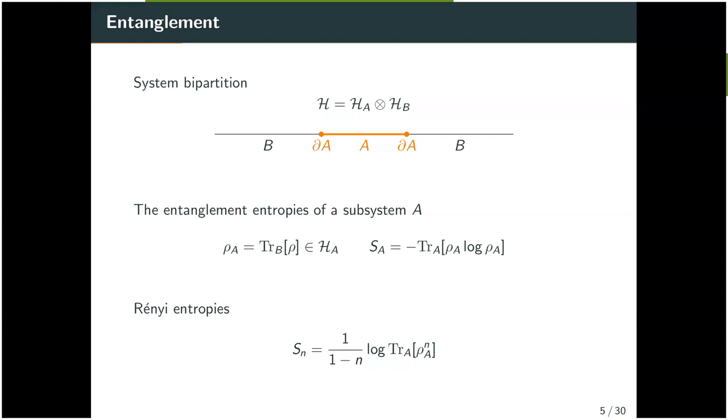Alright, so the Rényi entropies are a generalization of the Von-Neumann entropies, where you don't need to compute any logarithm, and you can find the Von-Neumann entropy as a limit when n goes to 1, so it's preferable to look at these. So when we typically study entanglement, instead of studying this directly, we first study the Rényi entropies, and if we're interested in the Von-Neumann entropy, we just take the limit n goes to 1.